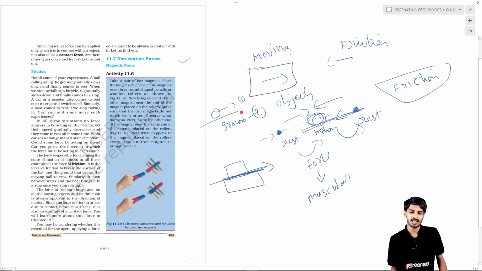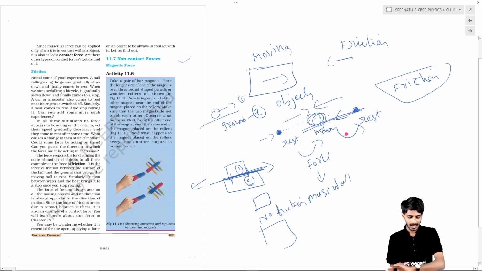So friction must always act in between two surfaces, and friction always acts in the opposite direction to the motion. Friction always tries to stop the motion. Okay, this is about friction. This is also a contact force. This force will come into play only when there is contact between two surfaces. If there is no contact between two surfaces, no friction. So friction is a contact force.